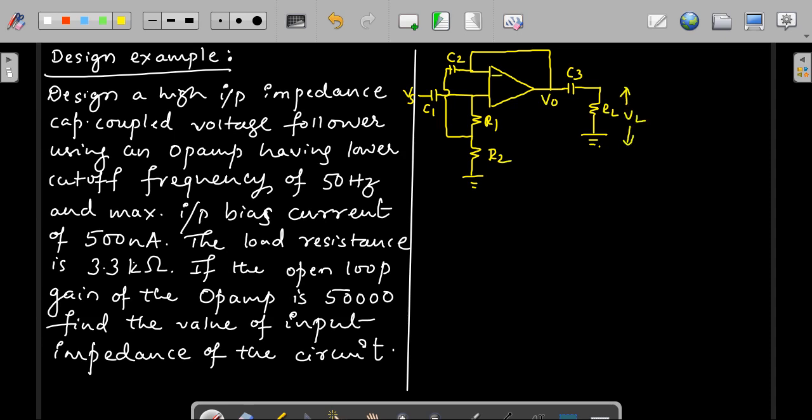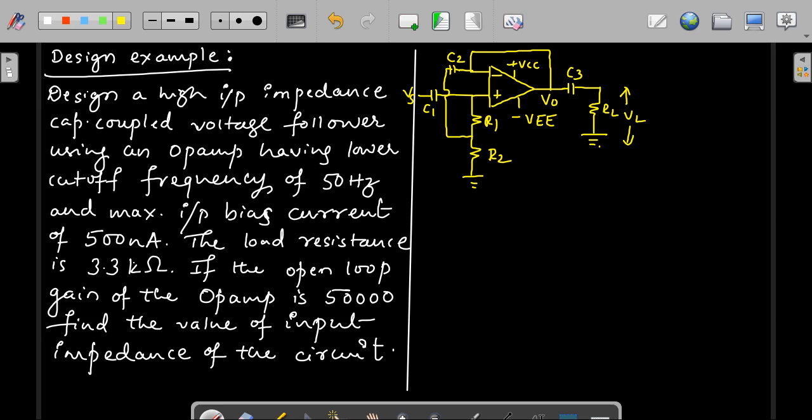These things are supposed to be written plus VCC, minus VEE. This circuit is a must. So you will have to design the different components here as per the requirement of the high input impedance capacitor coupled voltage follower.